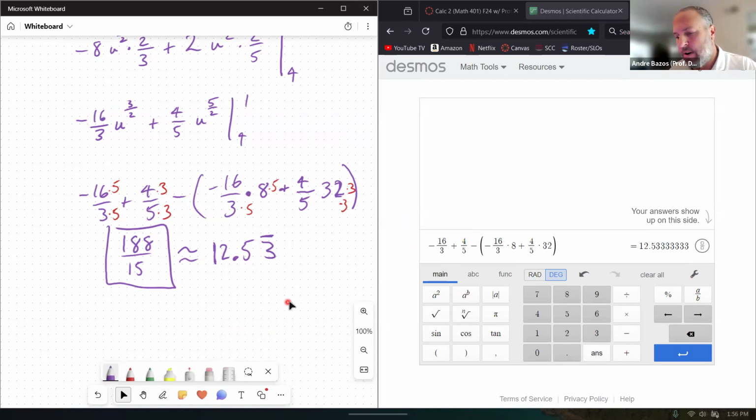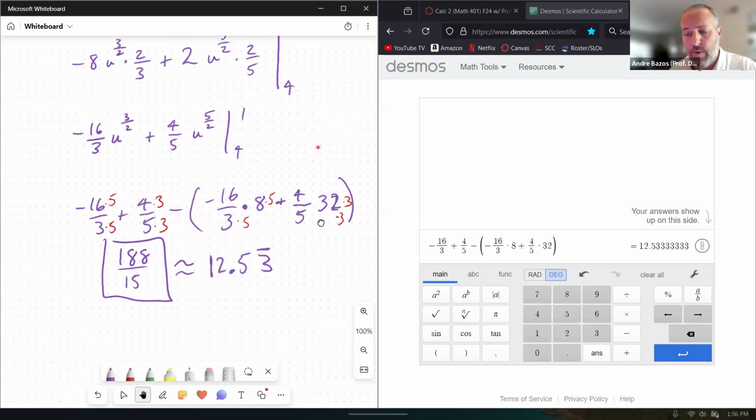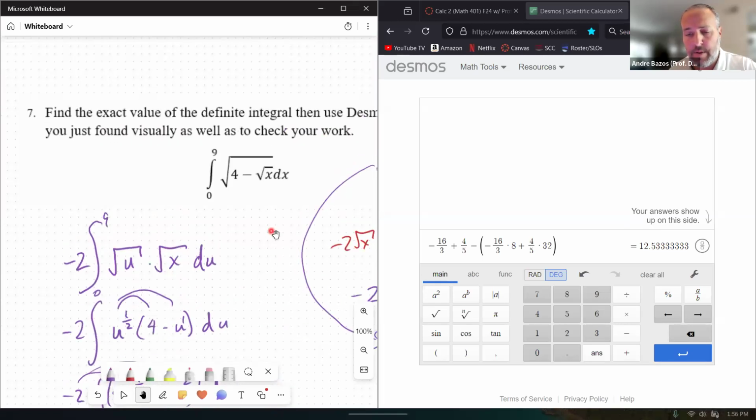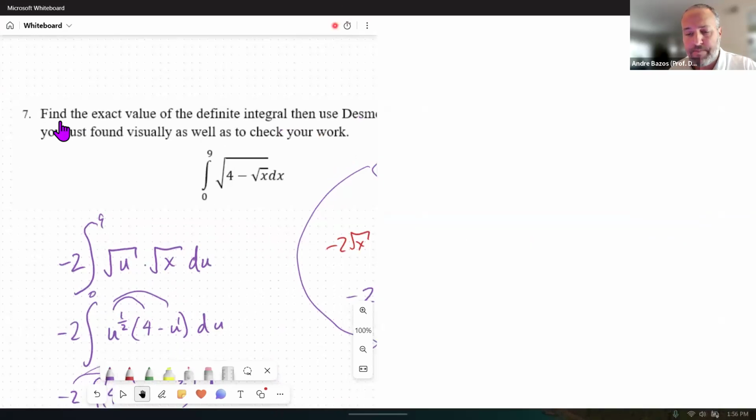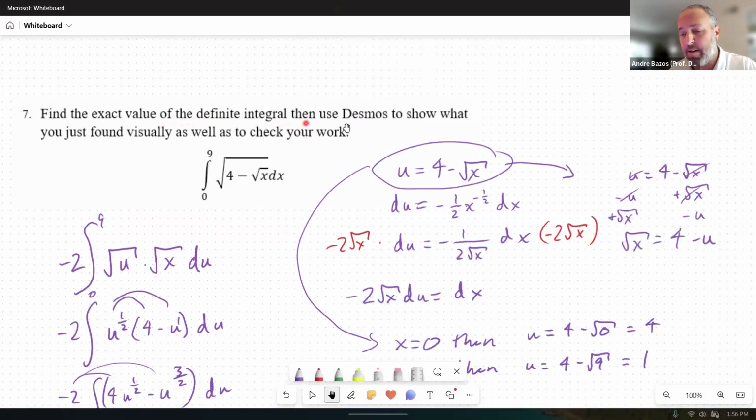All right. So that is that problem, except I did want to finish it up with what it told me to finish up with, which is: find the exact value of the definite integral, then use Desmos to show what you just found visually, as well as to check your work. All right, so let's go for it.